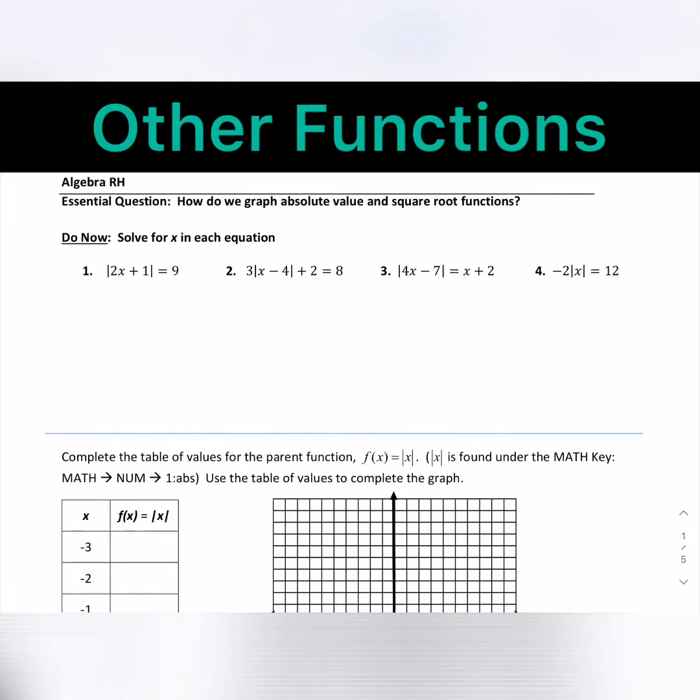All right, so to get us started as a do now, we are going to solve for x in each equation. These you know how to do, so that's why I call this a do now. Great time to pause the video and then press play after you've attempted these four problems. All right, go ahead and press pause, try them, and then hit play when you are ready.